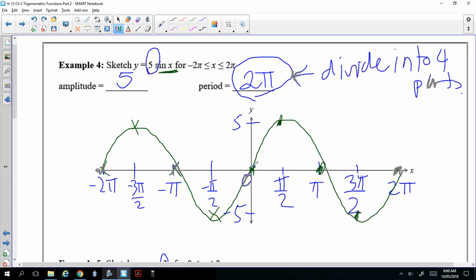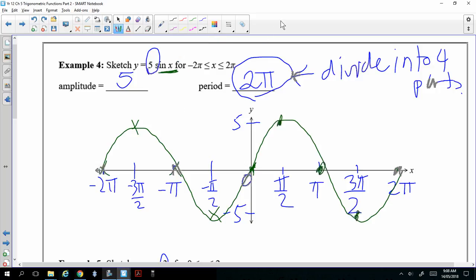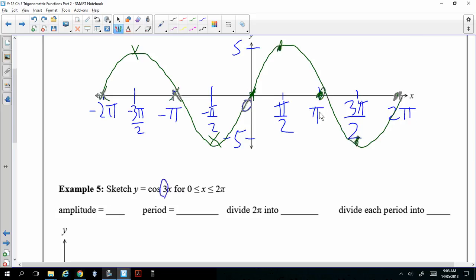Okay, good. Well, hopefully you all have finished. We're going to move on to the second bit where the graph gets a little bit more complicated. Okay, let's do the next bit.